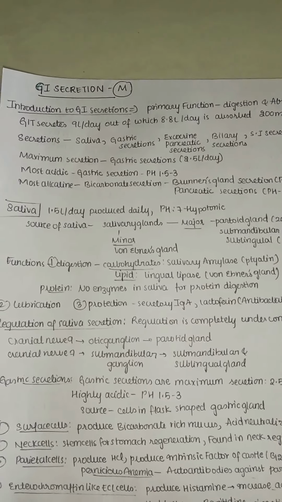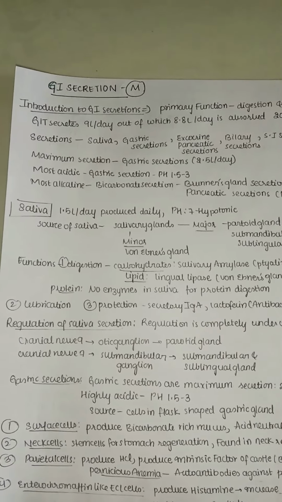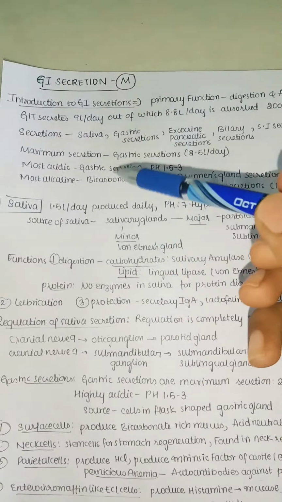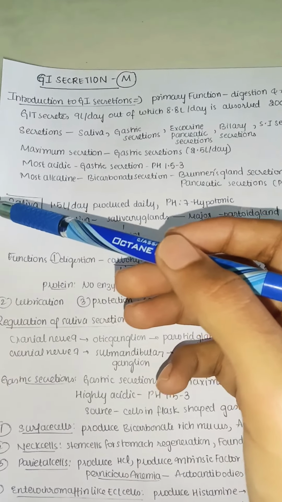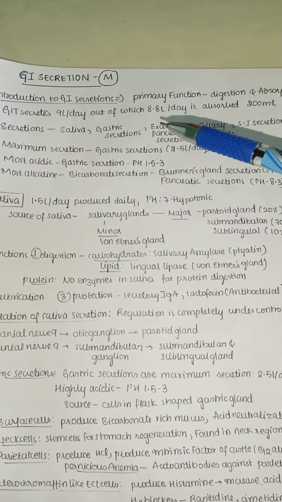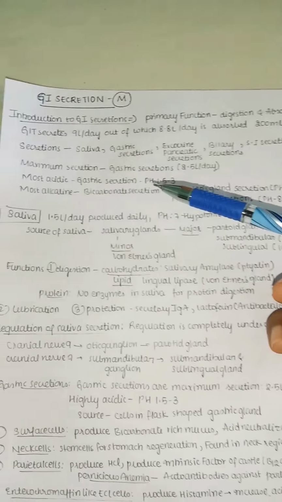Today we are going to start the GI system revision series. So let us start with GI secretions, the main secretions from our GI system. First we have the introduction to GI secretions. Mainly, the GI system is for digestion and absorption of food.